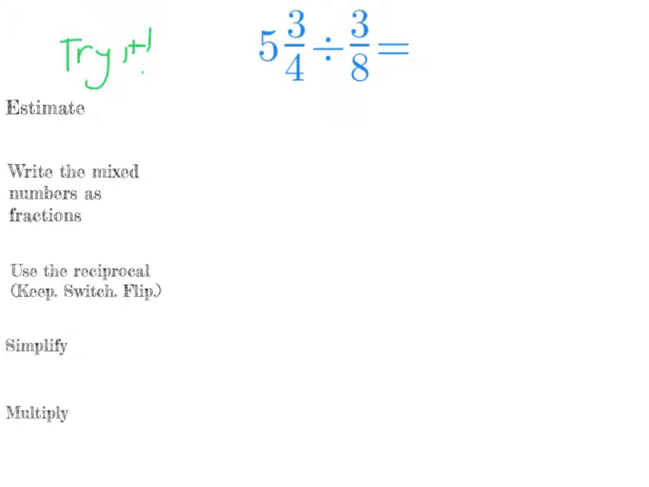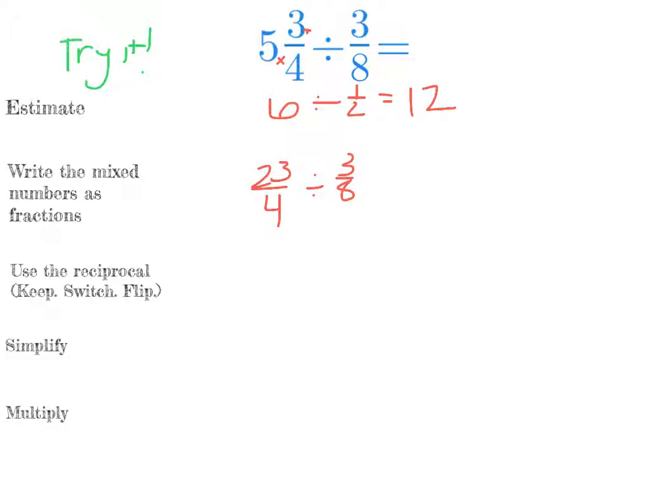Okay, here's another example for you to try. Go ahead and try it on your own. Alright, to check your work, this one is almost 6, and 3/8 is really close to half. So how many halves are in 6? That would be 12, my estimate. Now I'm going to write the mixed numbers as fractions. 5 times 4 is 20, plus 3 would be 23 fourths, and then divided by 3/8.